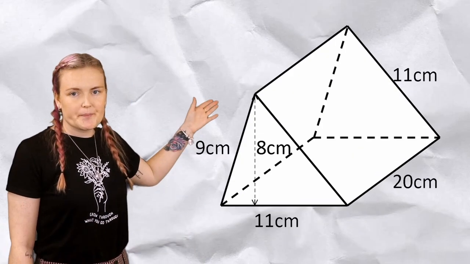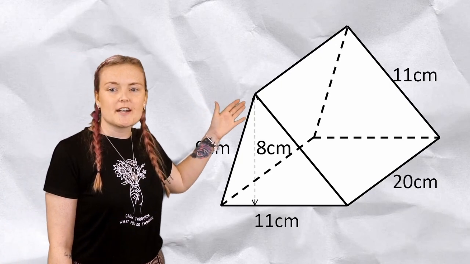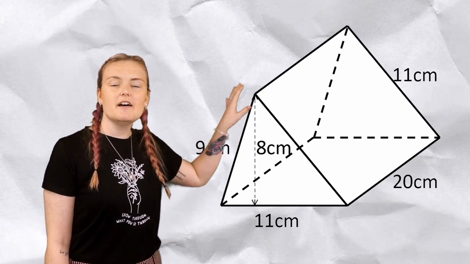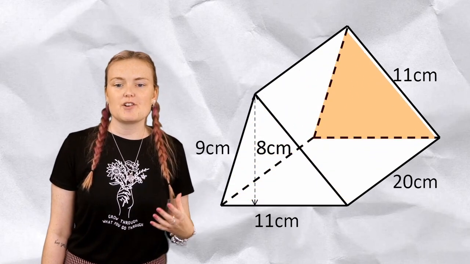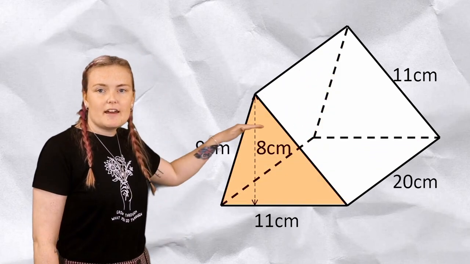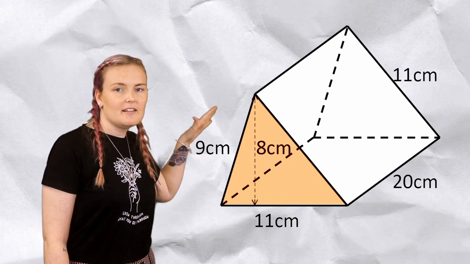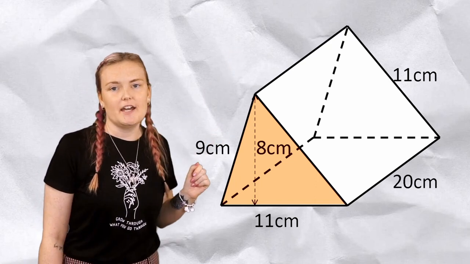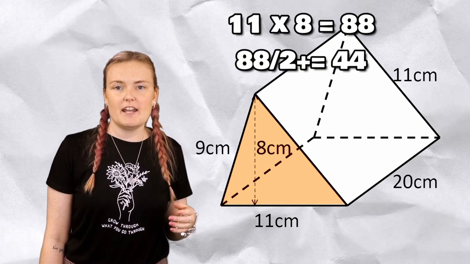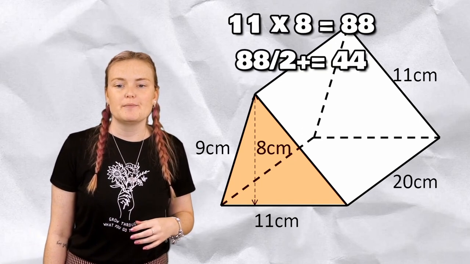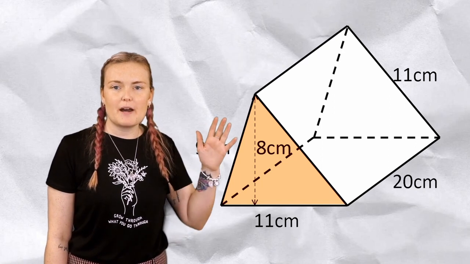Sometimes the shapes are a bit harder, like this prism. I need to find the area of the cross-section. The cross-section here is the triangle that goes all the way through the shape. So let's find the area of the triangle. Its base is 11 and its height is 8. Let's not be caught out by the diagonal 9. So if I'm timesing 11 and 8, I get 88, and I need to half it to get 44. So that's the area of my cross-section.